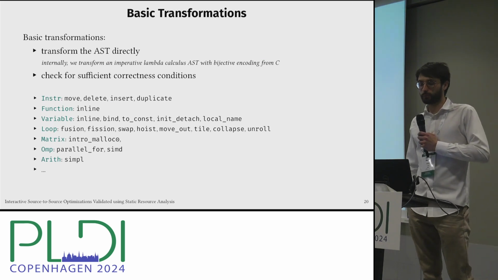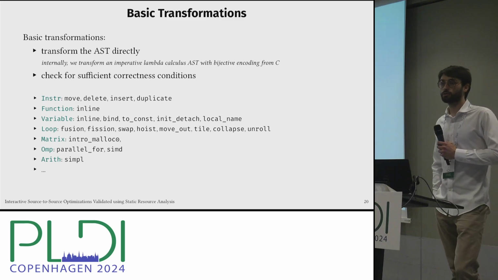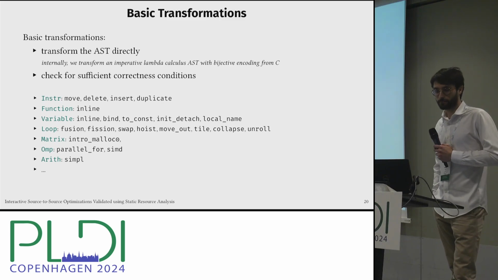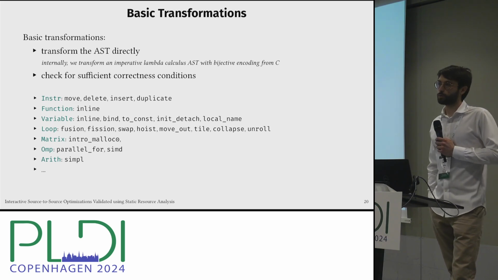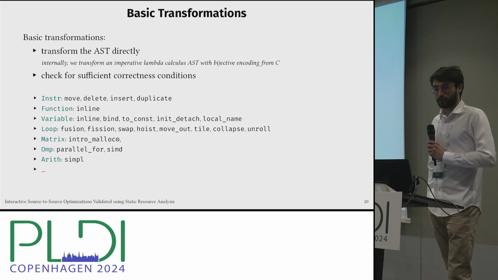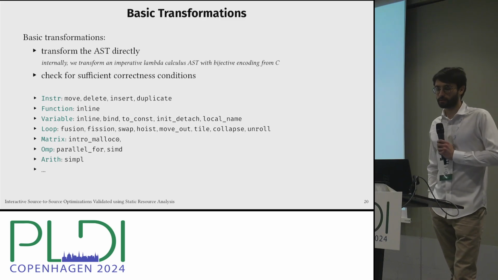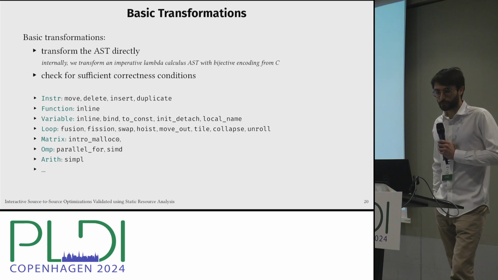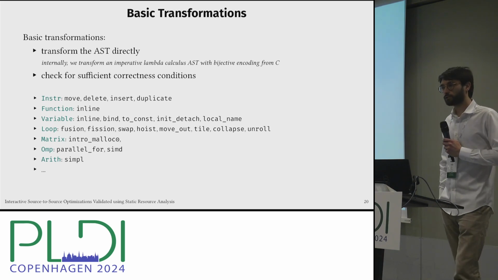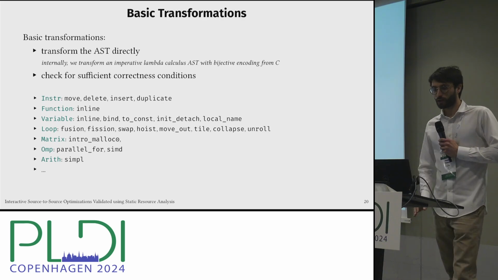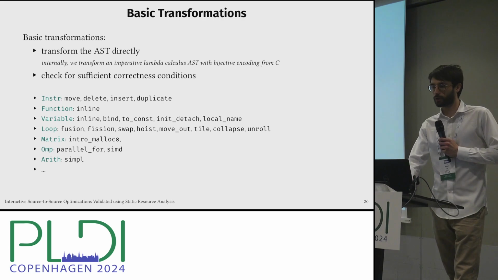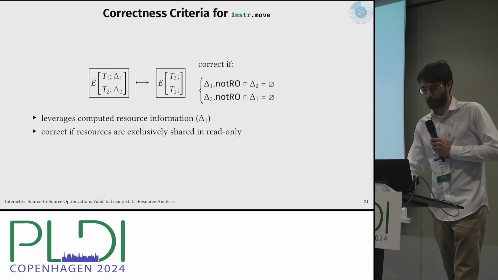Regarding basic transformations, they directly transform the AST. Internally, we don't directly work with C AST. We transform a simplified imperative lambda calculus. And each basic transformation is responsible for checking sufficient correctness conditions. So we have transformations on instructions, functions, variables, etc.